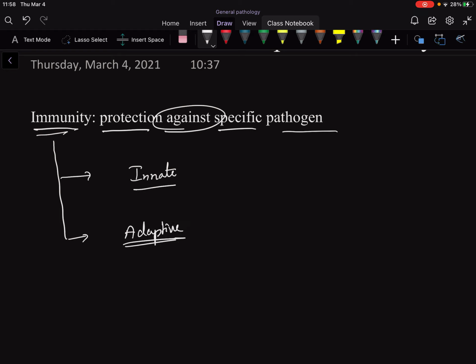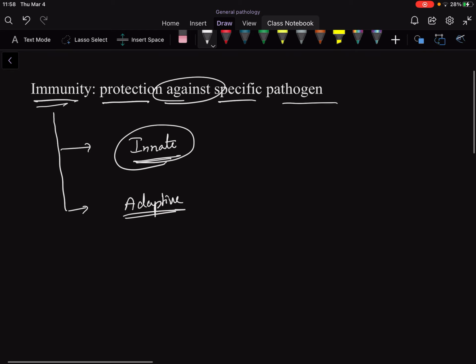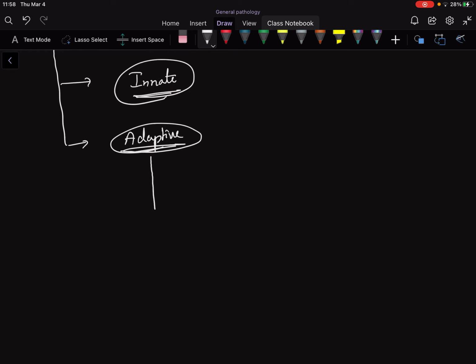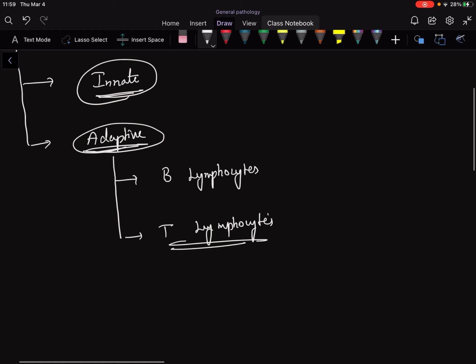In this part 2 I'll be mainly talking about innate immunity. But I will give you a brief concept of adaptive immunity, since we have to differentiate between innate and adaptive. So first we will talk about adaptive immunity. In adaptive immunity we will be seeing mainly B lymphocytes and T lymphocytes.